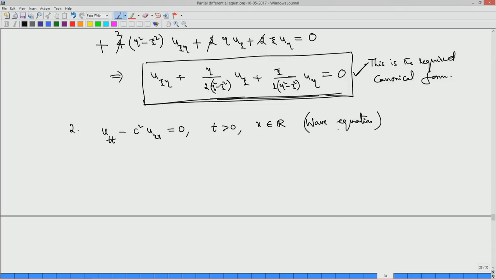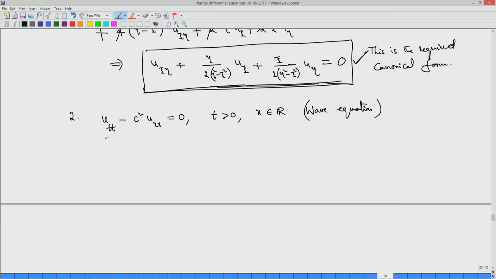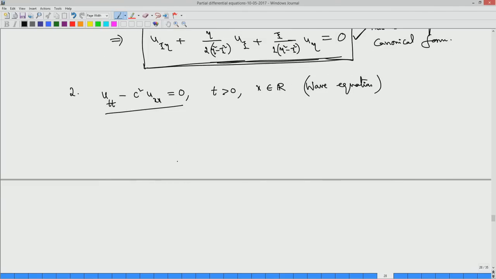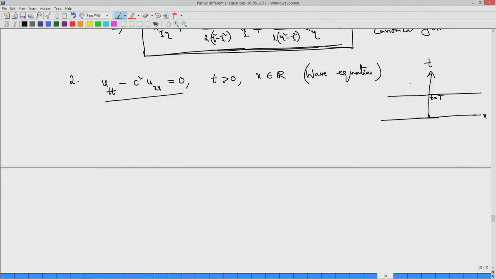Okay. So, how do we know? We do not know how to solve this equation so far. But because this is a partial differential equation in the domain where t is positive and x is the full domain, if you take this as t and this as your x axis, at t equal to 0 is your x axis, and at every time t your domain is here. So, the domain is the upper half plane, but we do not know how to solve this. Let us see whether by reducing this into canonical form we can solve it.